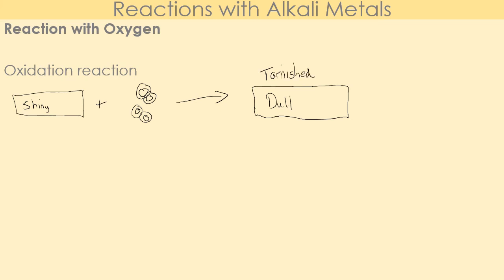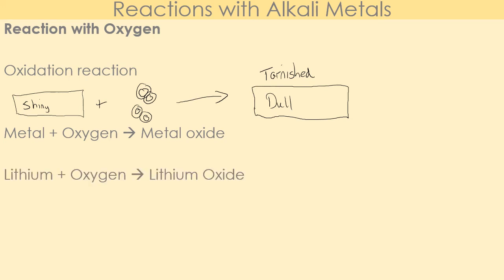This reaction happens very, very quickly. It's one of the reasons why we keep our alkali metals in oil, to stop them reacting with oxygen and also any water very, very quickly. Our general word equation is our metal plus oxygen will make a metal oxide. I've done one here for lithium. So lithium plus oxygen will make lithium oxide.